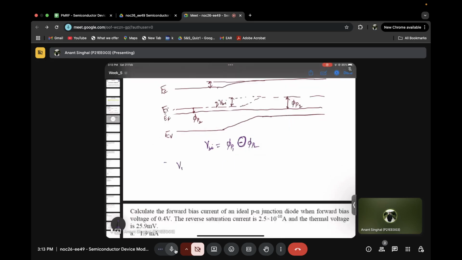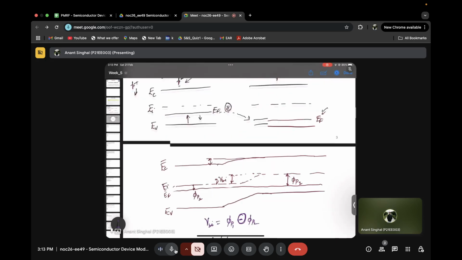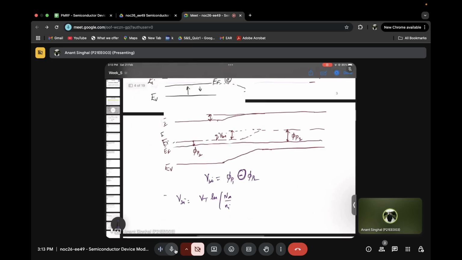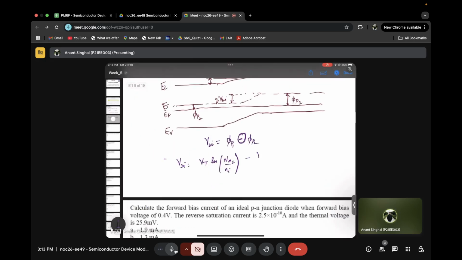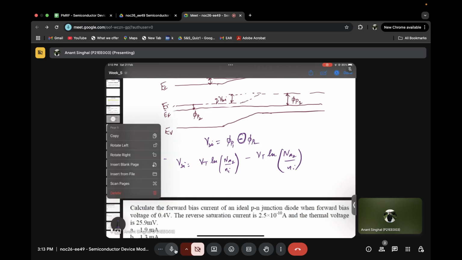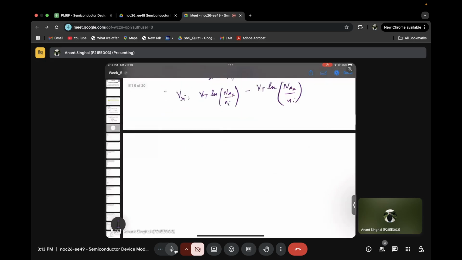So if you just put up the values of phi P1, we already know now, it is VT ln Na by Ni. So P1 is the lesser one or greater one? The greater one, so I have kept it as 1. So this is VT ln Na1 by Ni minus VT ln Na2 by Ni. So if I apply the law of logarithms, it will come out to be VT ln Na1 by Na2.